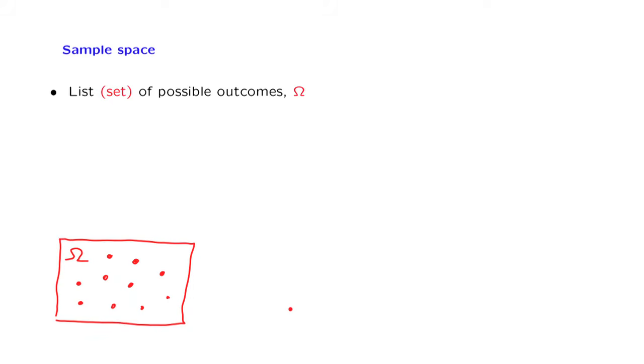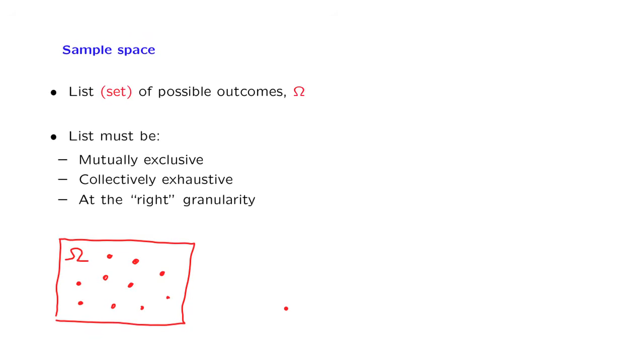The elements of that set should have certain properties. Namely, the elements should be mutually exclusive and collectively exhaustive. What does that mean? Mutually exclusive means that if at the end of the experiment I tell you that this outcome happened, then it should not be possible that this outcome also happened. At the end of the experiment, there can only be one of the outcomes that has happened.